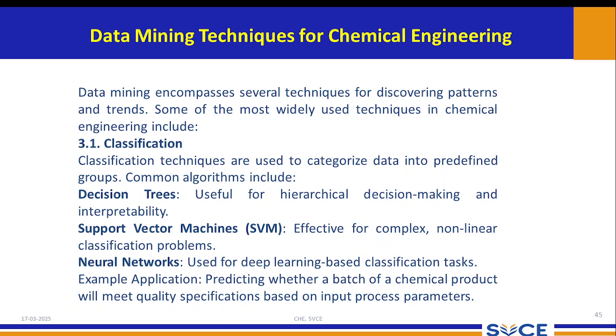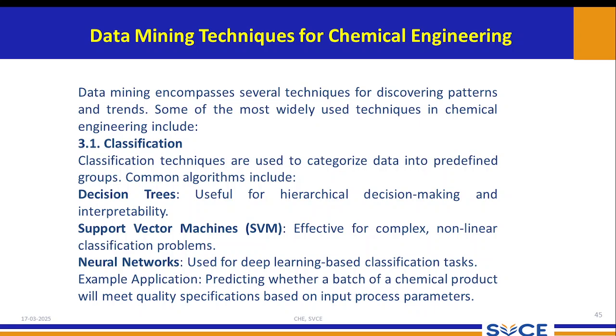performance. So data mining encompasses several techniques for discovering patterns and trends. What is classification? The classification goes like this: decision tree, support vector machine, and neural networks. Which we have told actually in the last video, the artificial neural network. The neural network is used for deep learning based classification tasks. Example application: predicting whether a batch of the chemical product will meet quality specification based on the input process parameters.